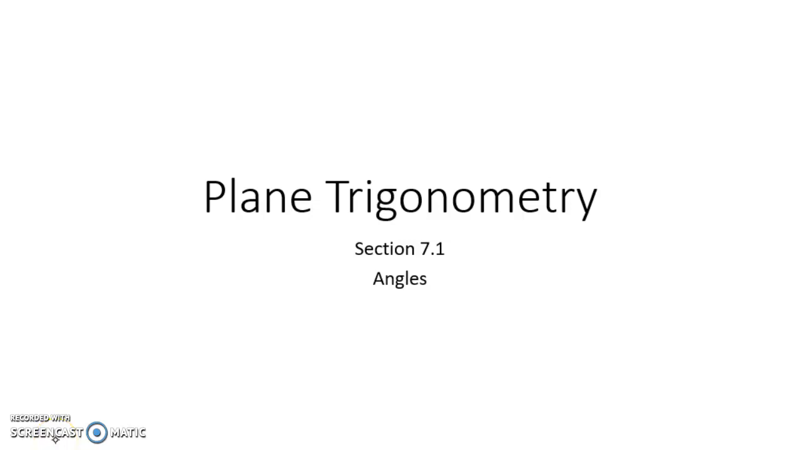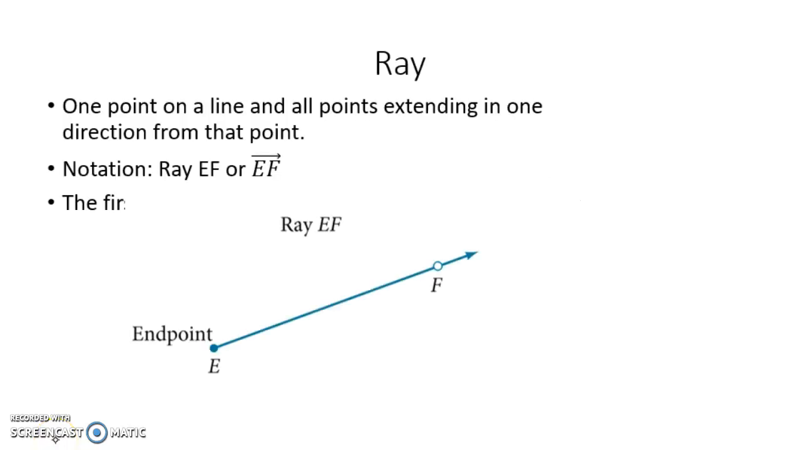Alright, in section 7.1, we're talking about angles. Now, before we talk about angles, we need to know the components that make up an angle, which would be a ray. So a ray is one point on a line, and all the other points extending in one direction from that point. So here's our point right here, and then we're extending in this direction. Now the notation could be ray EF, or it could be EF with an arrow above it.